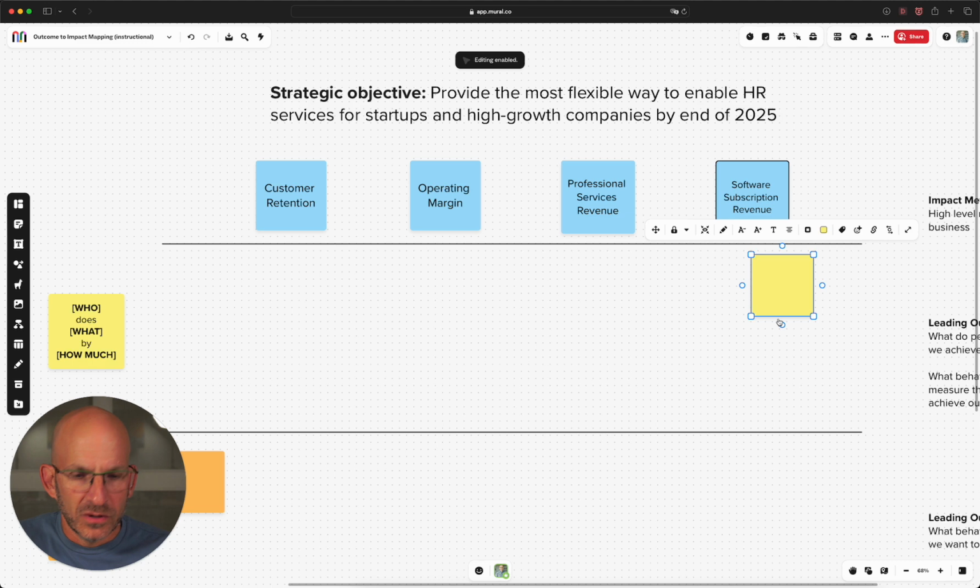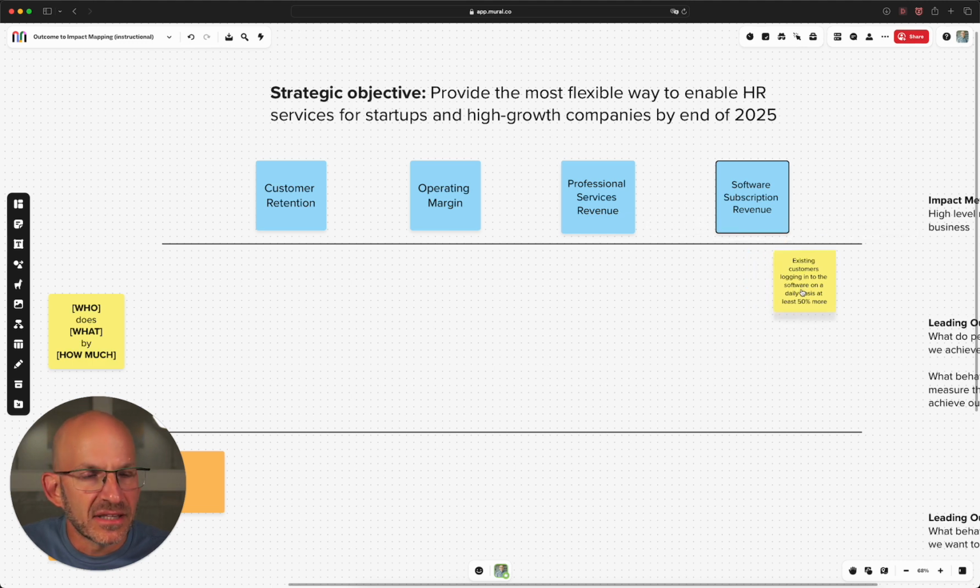Well, first of all, we want to see existing customers, right? That's the who, logging in to the software on a daily basis. Right? That's what they're doing. And by how much, right? At least 50% more than they're doing today. So this is something that people do in the system.